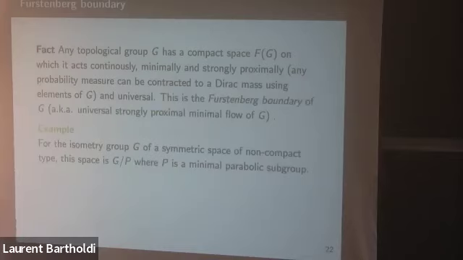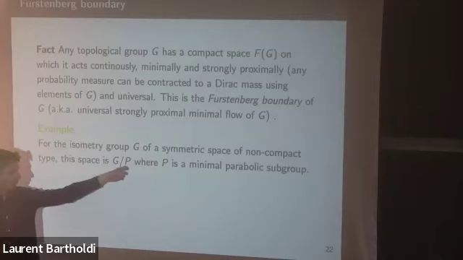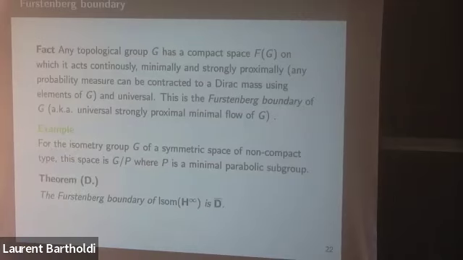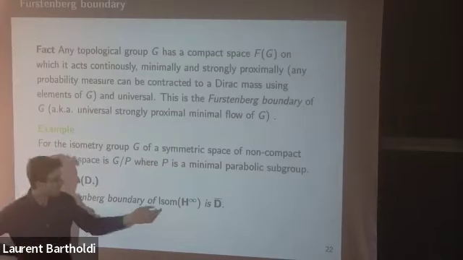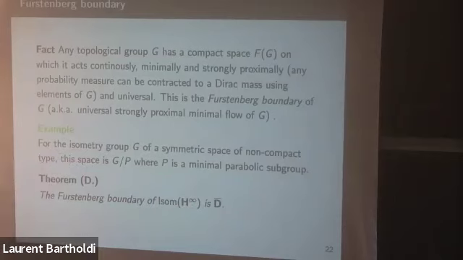Maybe some examples that you know. If you take a semisimple group, which is not compact, or the isometry group of a symmetric space of non-compact type, for example SL_n, the space G over P, where P is the minimal parabolic, is the Furstenberg boundary. And for the isometry group of a Duchesne hyperbolic space, it is exactly this closed unit ball.